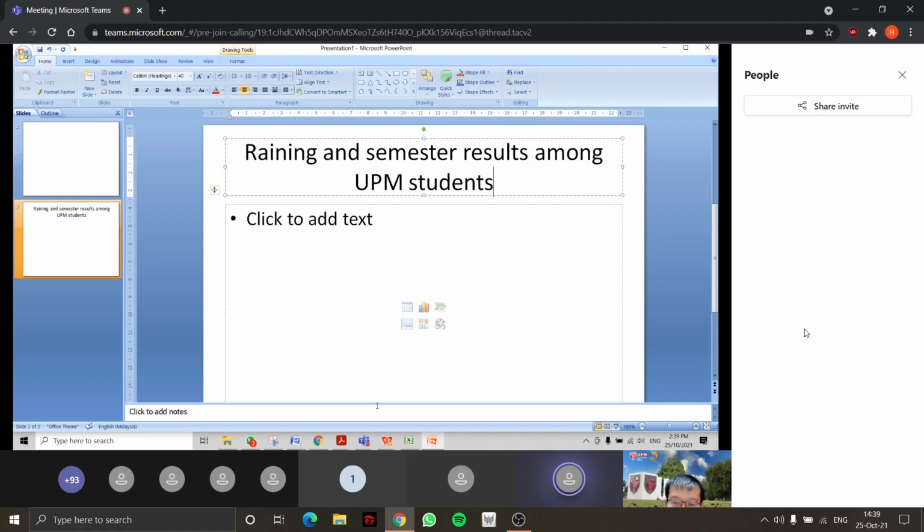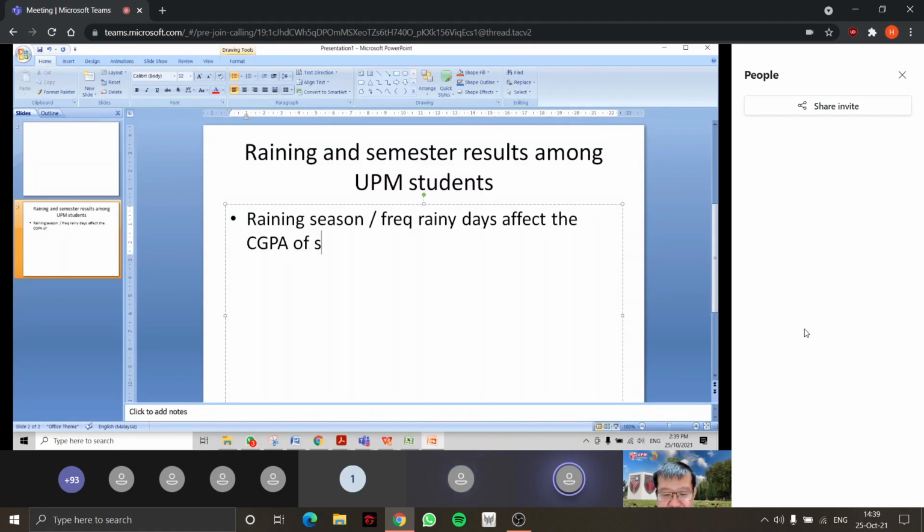Now let's look at this. What is your objective? Your objective is to see whether a raining season, or maybe the frequency of rainy days, affects the CGPA of students. Now, this will be your objective.